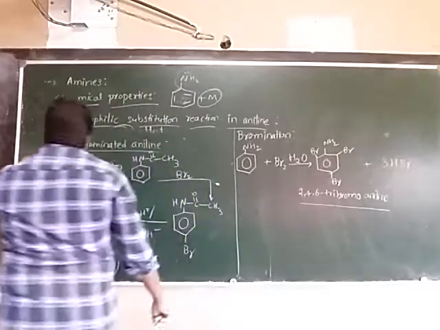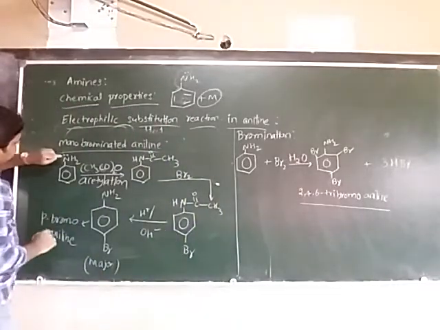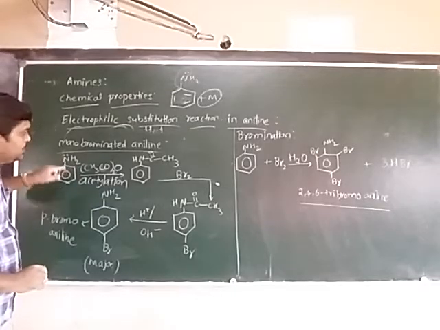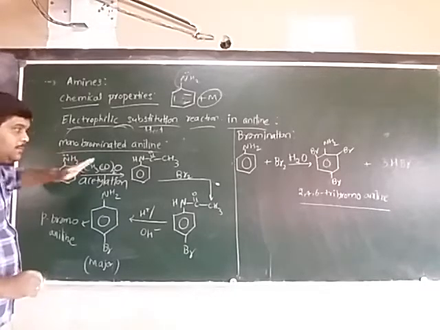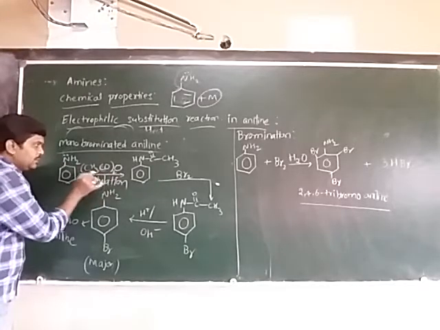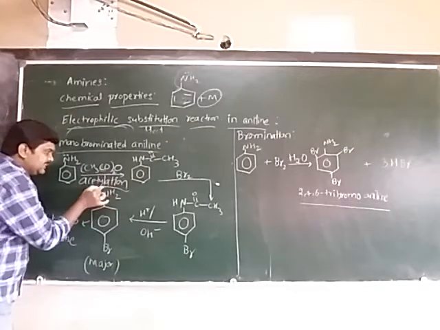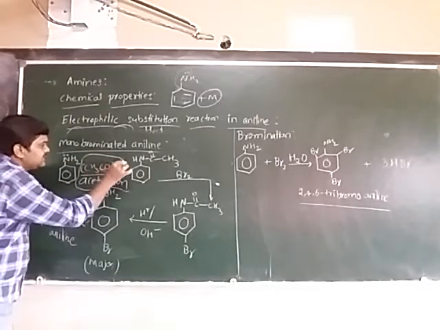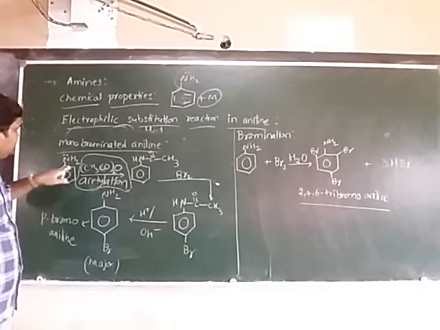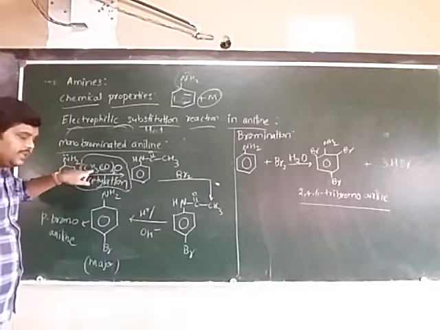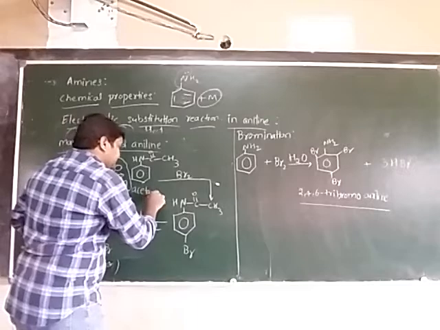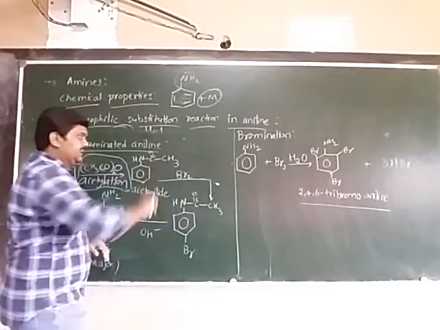In NH2 we have a pair of electrons that is releasing into the benzene. So first, we have to protect the aniline. How can we protect the aniline? We have to react it with acetic anhydride. That is acetylation. So by doing the acetylation on aniline with acetic anhydride, it forms acetanilide.